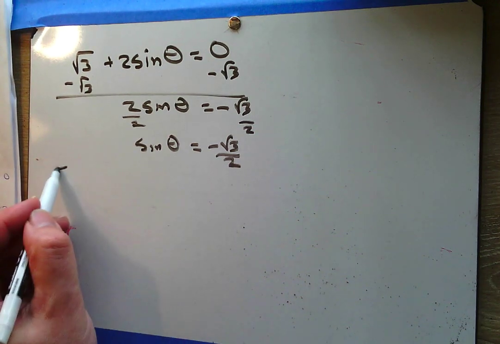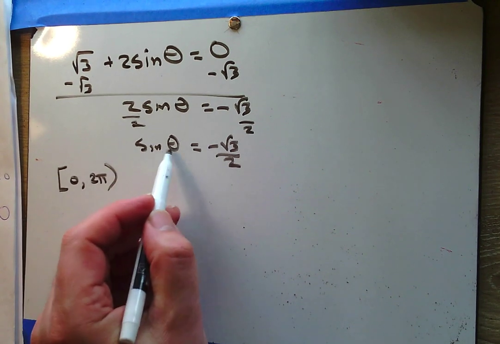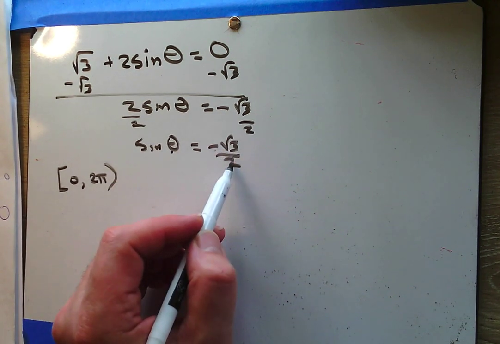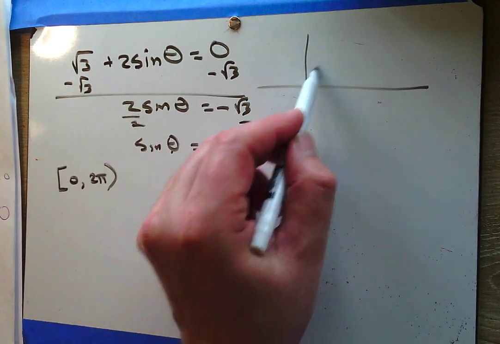Well, let's start with the 0 to 2 pi solution. We know that sine is negative root 3 over 2 twice on the unit circle. We see that on the graph of sine.